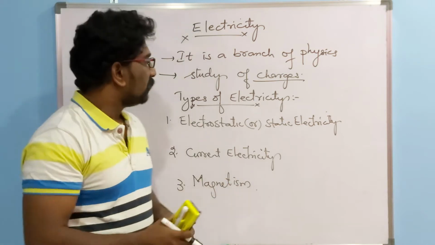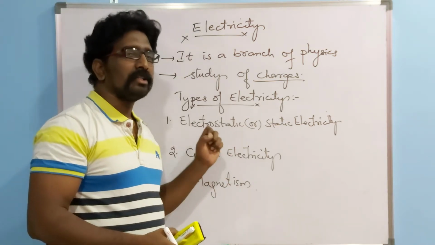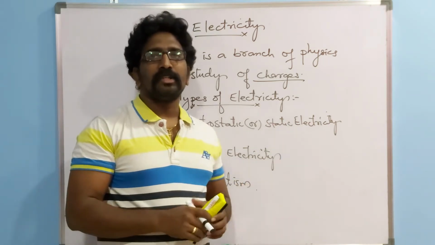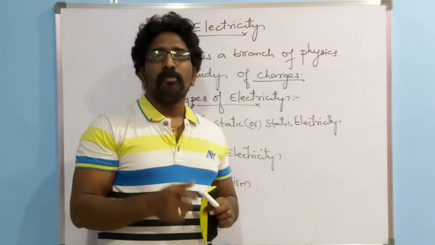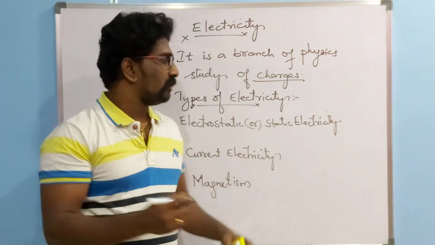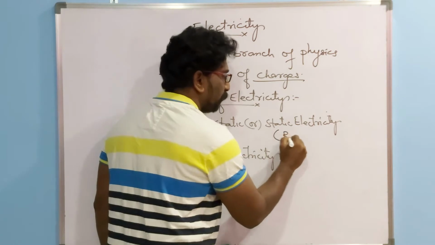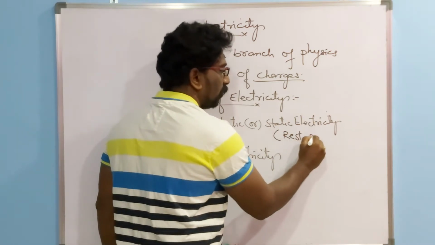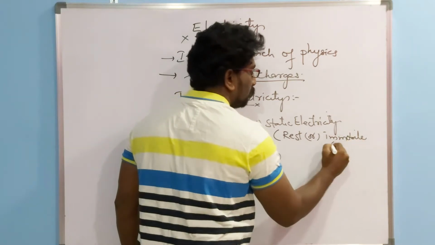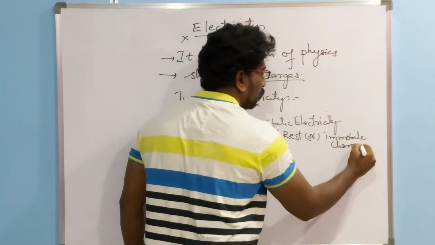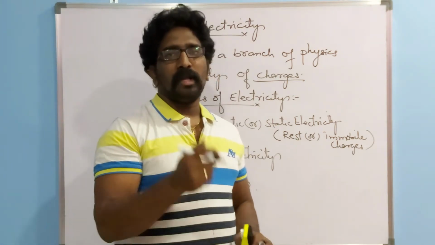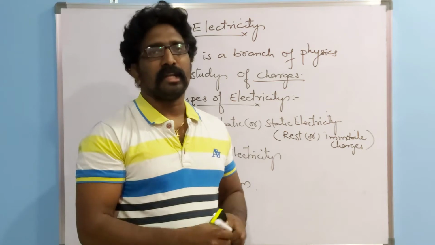So now here, the first kind of electricity is electrostatics or static electricity. The name itself tells that it is an electricity mainly due to immobile charges, or charges at rest. The study of immobile charges is called static electricity.